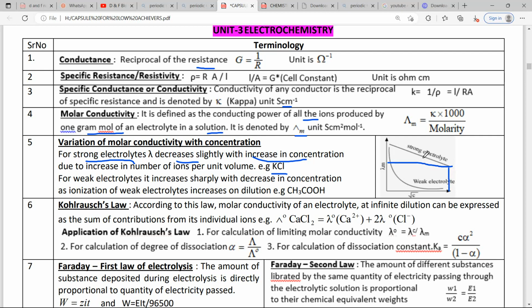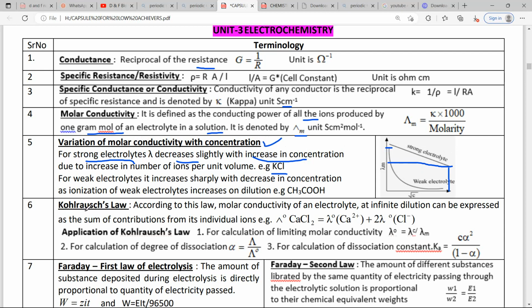But in the case of weak electrolyte, you see here, when the concentration decreases, the conductivity increases. Here the concentration, here the conductivity. Look here, the conductivity increases when the concentration decreases. This is due to the mobility of ions. But in the case of strong electrolytes, because it is concentrated, the ions are not able to move by adding further electrolyte. So that is the variation of molar conductivity with concentration.